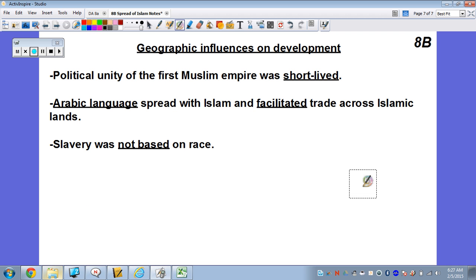And then slavery, guys, I know this is going to feel like we're beating a dead horse here. Slavery is not based on race. Okay, they do have slavery. It's not slavery the way anyone here with exposure to American slavery would think about it. It's not based on race. It borders more on indentured servitude.